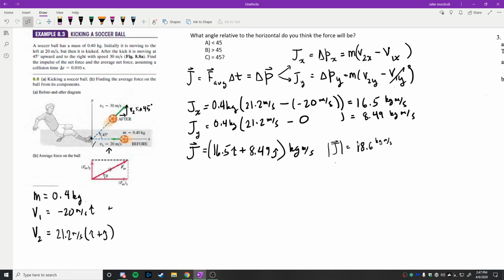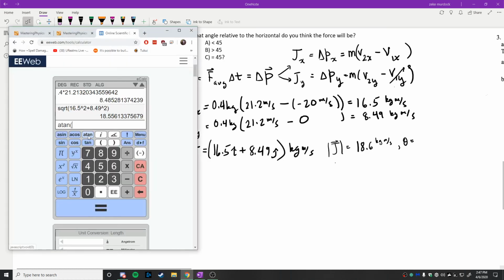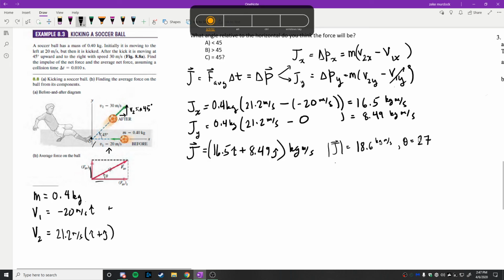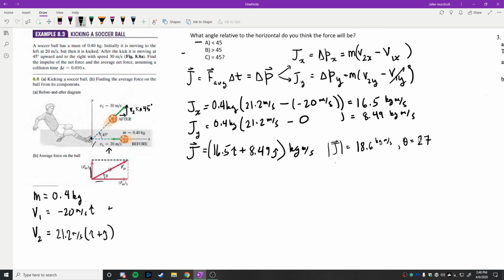And then if we want to find the angle, this is kind of what it's going to look like, right? To find the angle that this makes, we just need to take the arctan of the y over the x. So again, we'll put that on the calculator. We're taking the arctan of 8.49 divided by 16.5, close parenthesis, and that gives you your angle, 27 degrees. So the right answer to the initial question was A. The angle is actually less than 45 degrees. If you picked that, you were right, because it's 18.6 kilogram meter per second at an angle of 27 degrees.